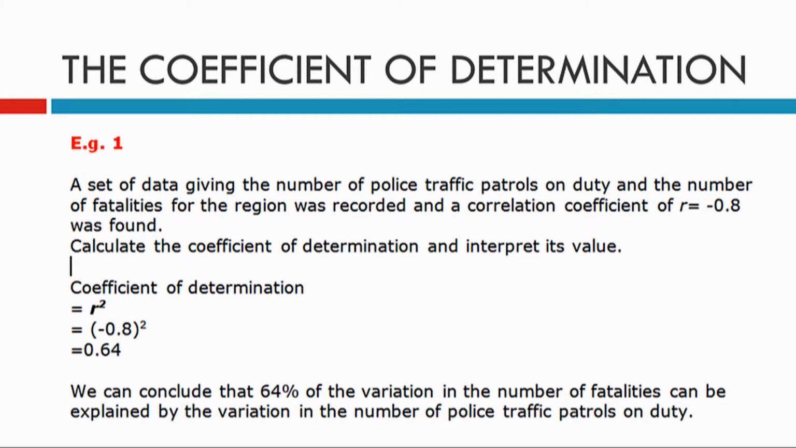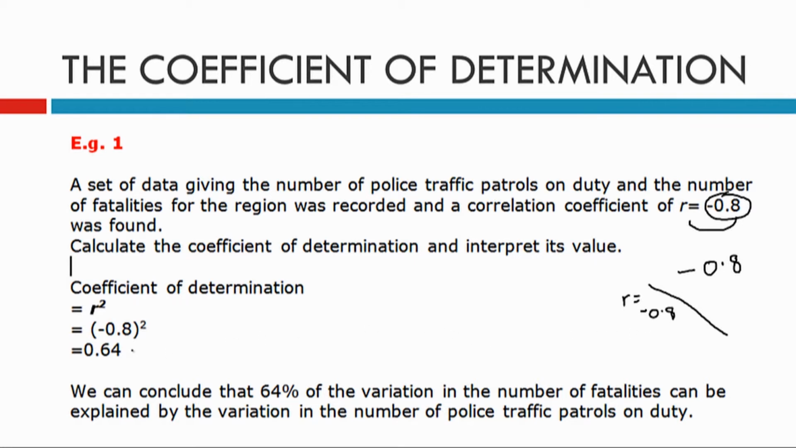Righty, first example says a set of data giving the number of police traffic patrols on duty and the number of fatalities for the region was recorded, and the correlation coefficient of R equals negative 0.8 was found. Calculate the coefficient of determination and interpret its value. So this negative means that it's going down. If you're looking at a graph of this, you'll get a graph which is going down like that. So it's a negative graph.